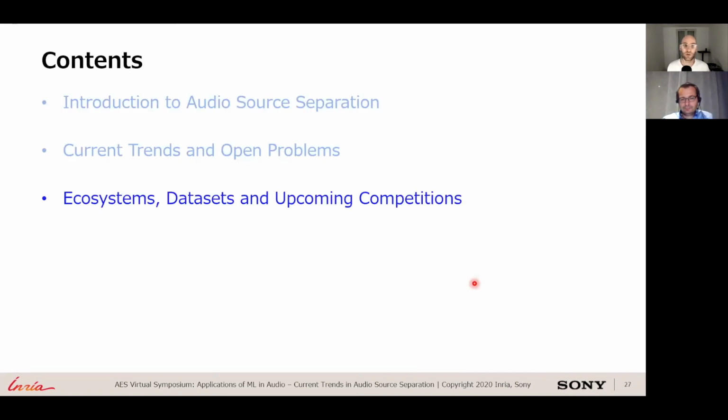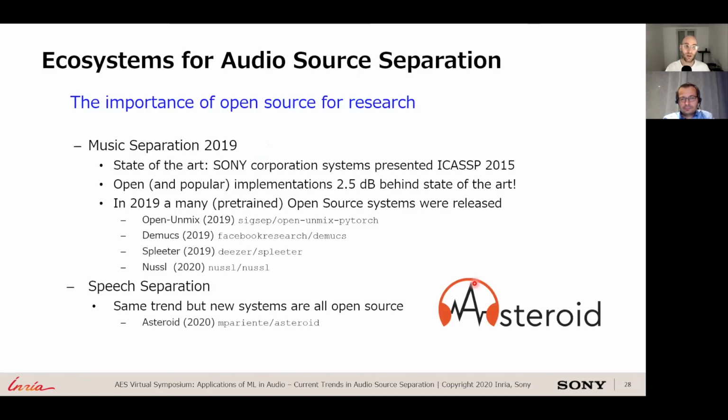And the last section of this talk is about ecosystems, datasets, and competitions. These are very important for the community, as I will show in the following example. I will go back to the beginning of 2019. At that point in time, one of the state-of-the-art methods for music separation was developed by Sony Corporation, based on a method from 2015.